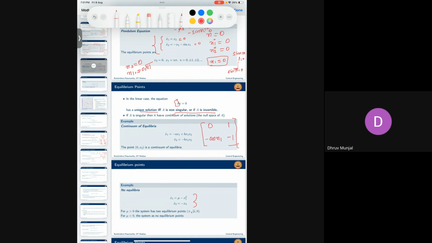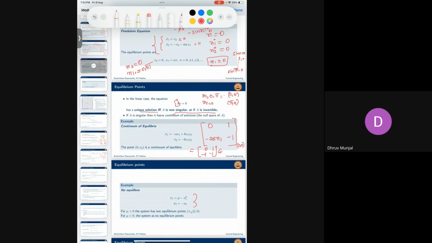And for now I'm going to consider 0 comma 0. There are 2 points of x1: 0 comma pi, x2 equal to 0. So I'm going to first do 0 comma 0, and then I'm going to do pi comma 0. So if I put 0 comma 0, this matrix would be 0 1, cos 0 would give me 1, so minus 1 1 minus 1.